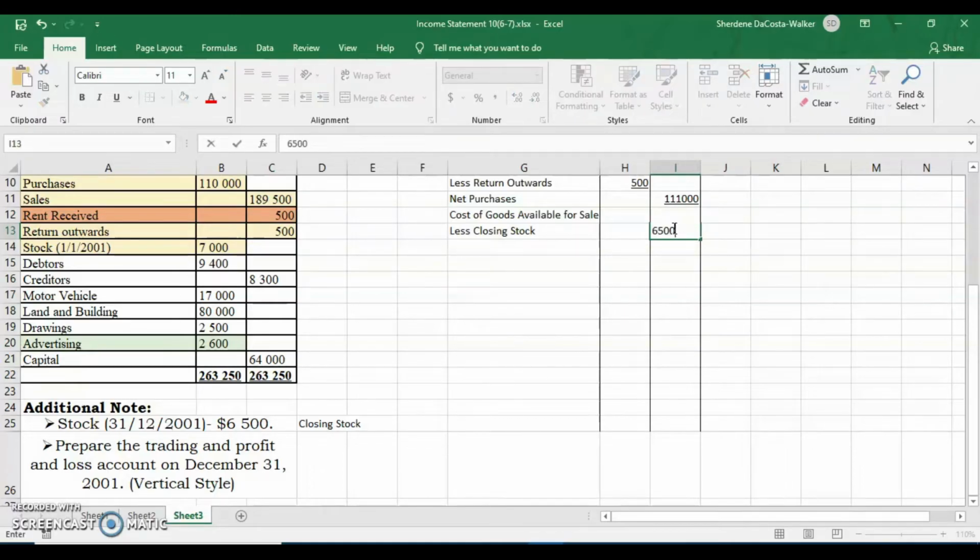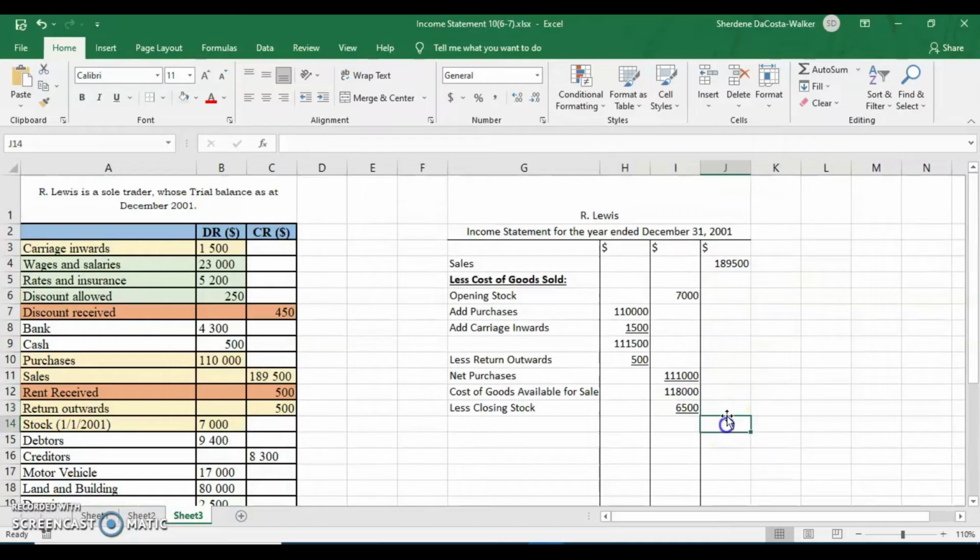So that's 6,500. So we're going to less it. So let's underline to show that we are lessing. And then once we less that, we will get our cost of goods sold. Now what I will do, it can stay in this row, but I prefer when it is immediately beside it because of the fact that it is the cost of goods sold.